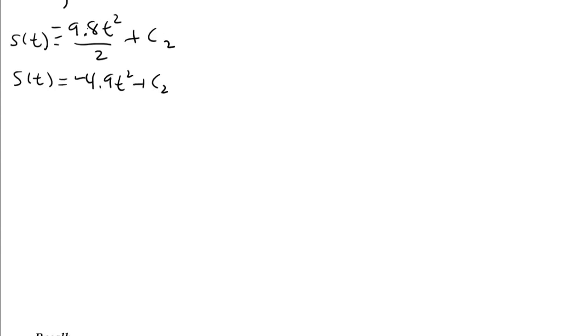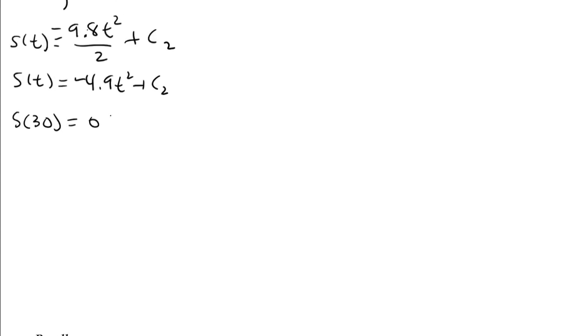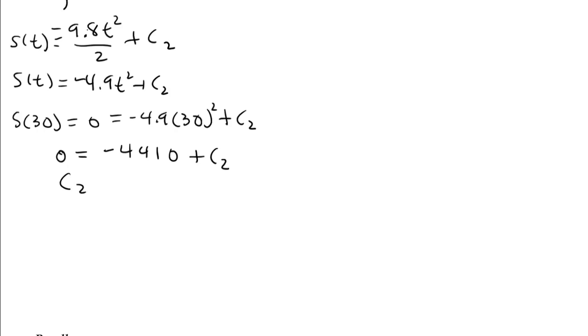So now we go back down here. And what did we say? At time 30, the position is 0. So now 0, if I square 30 and multiply it by negative 4.9, I'm going to get negative 4410. So c sub 2 is 4,410. So now we can say our final position function is negative 4.9 t squared plus 4410. Okay, so that's our position function.